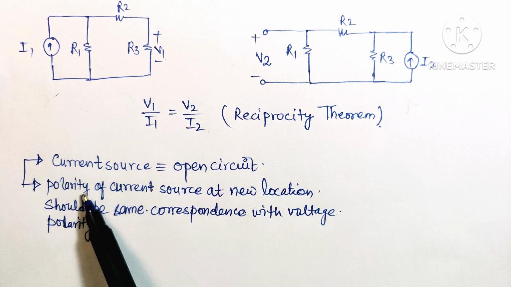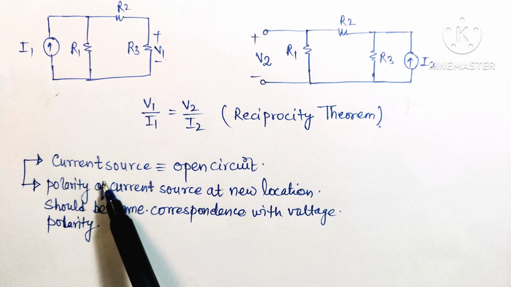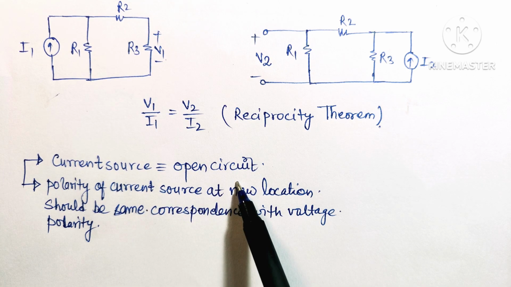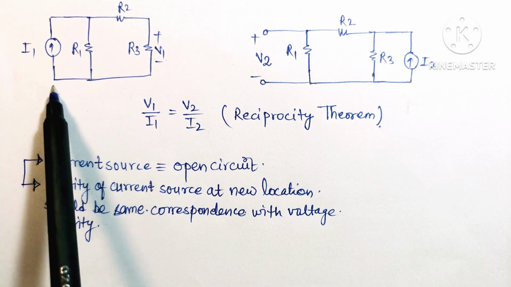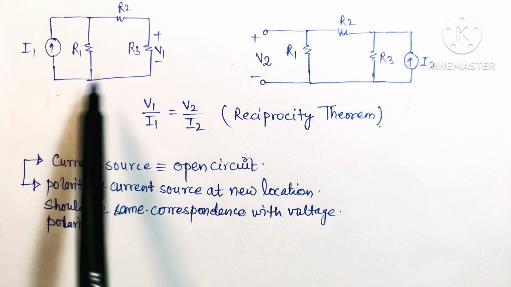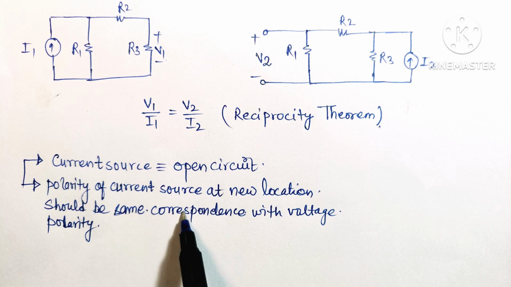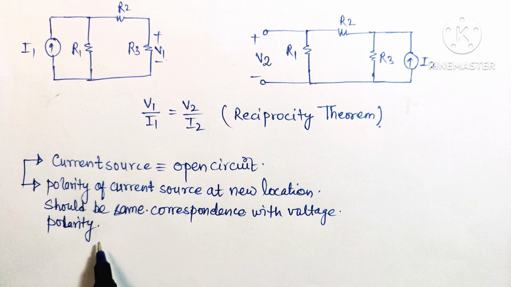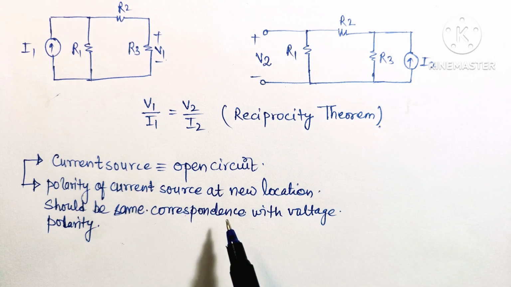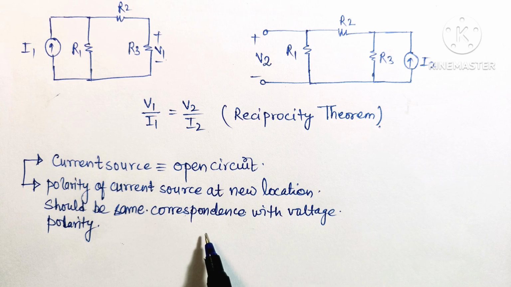Now we need to remember that if we are replacing a current source, then it will be open circuited, as shown here: this current source is replaced from here, then this will be open circuited. The polarity of the current source at the new location should correspond with the voltage polarity. If we are not cautious about this correspondence of polarity, then a negative sign will appear in the solution of the question. So we need to remember these things.